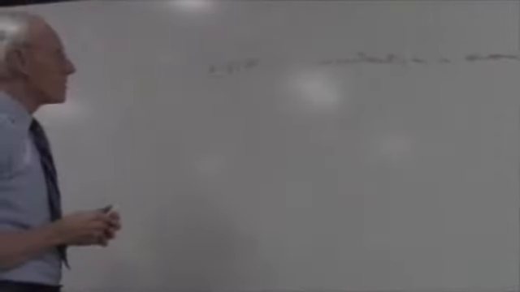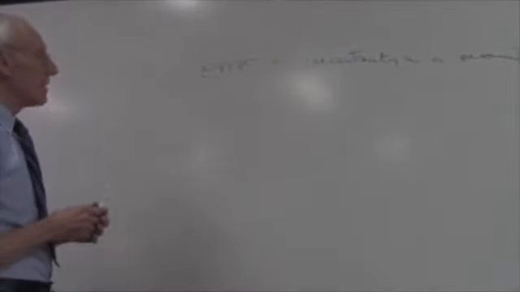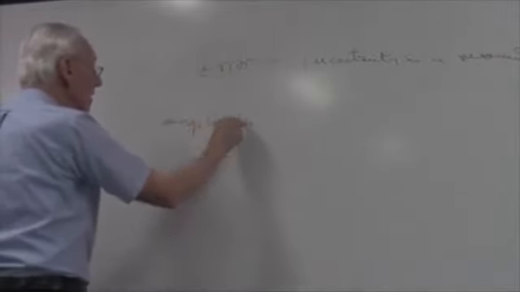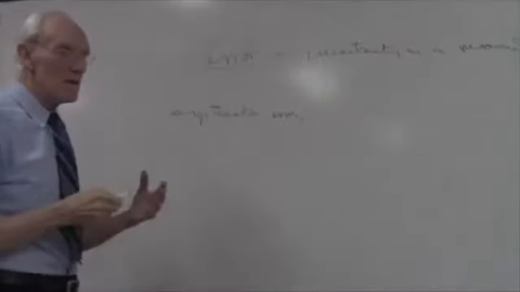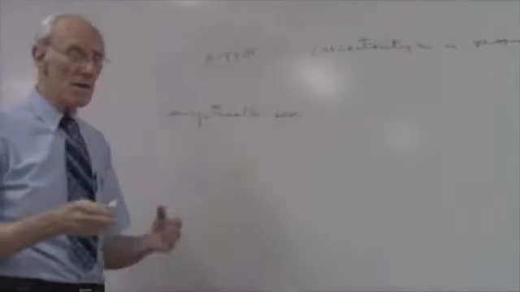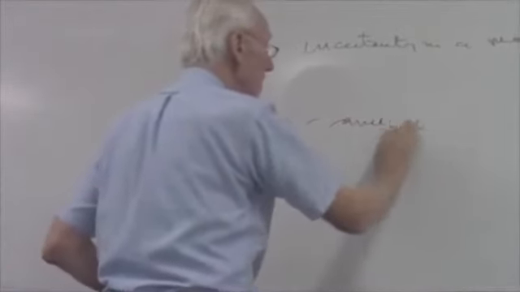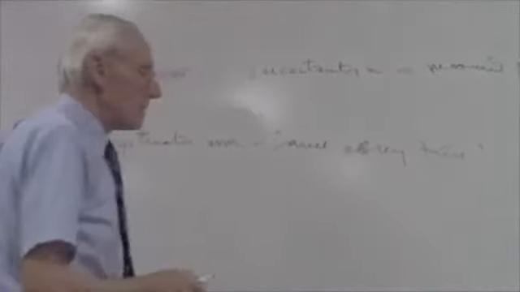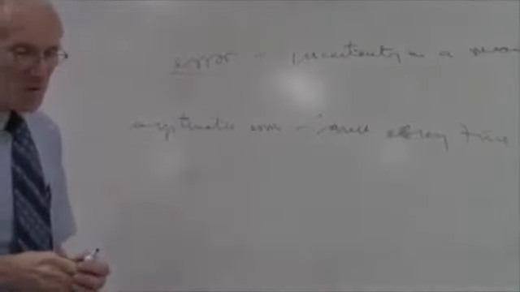There's two types of error. One of them is the easier one to work with if you know how to work with it, and that's the systematic error. And it's pretty self-explanatory. Systematic means it's the same every time you use that instrument. It's the same every time. So I have some interesting examples of that.